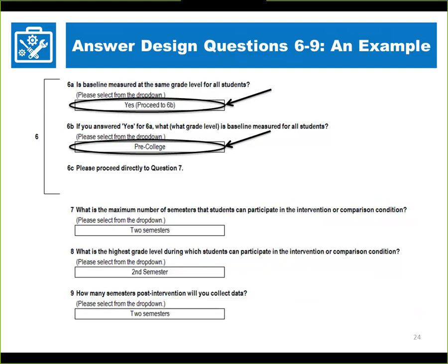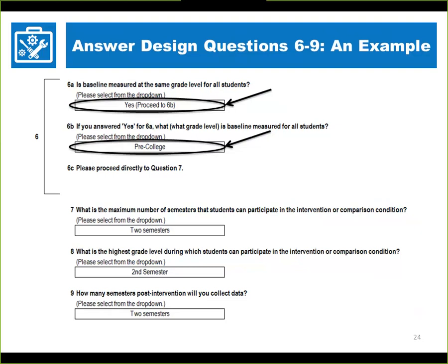If we had answered no to question 6A and said that baseline is not measured at the same grade level for all students, then question 6B would have disappeared, and we would respond to question 6C, which would have asked what is the grade level when baseline is measured, and we would have selected from a drop-down menu options such as the start of the first semester of the intervention or 1 semester before the intervention, and the like. But because we've answered yes, then question 6C has disappeared from our options.